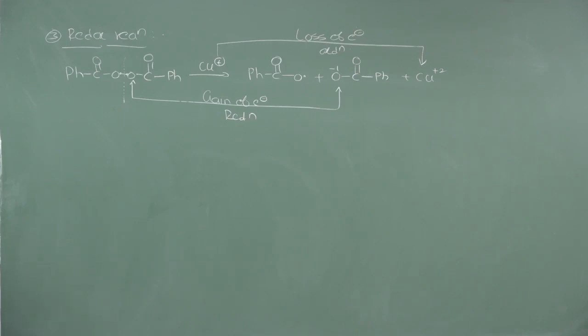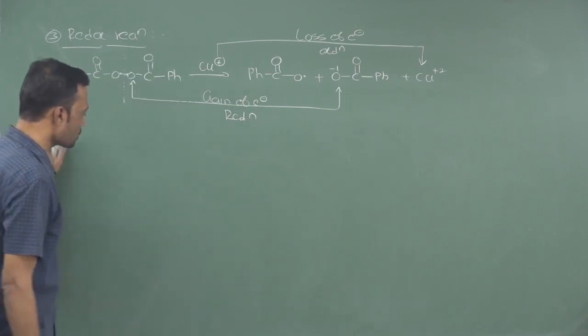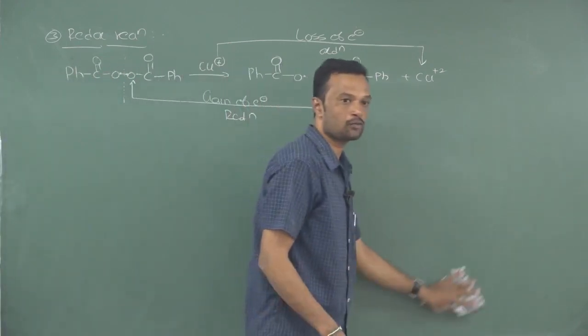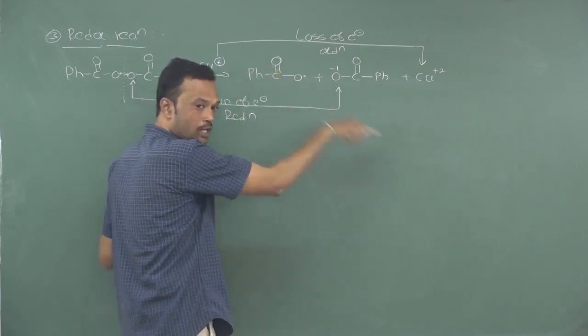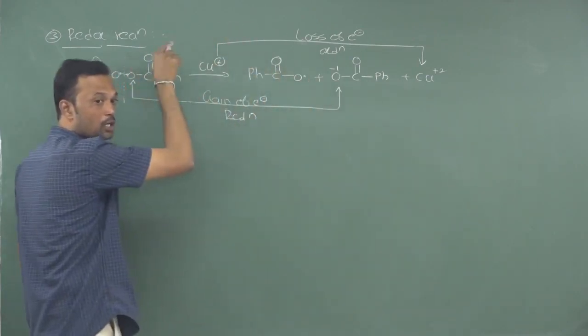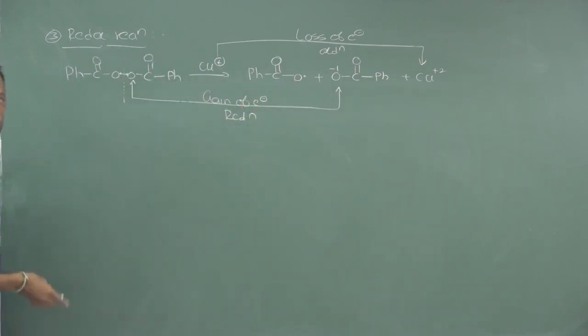Clear? Try to understand the logic involved in any concept. Every time, what is our target? Our target is to generate a free radical. So we are generating free radicals, and remember what kind of reaction we are implementing for generating any radical.